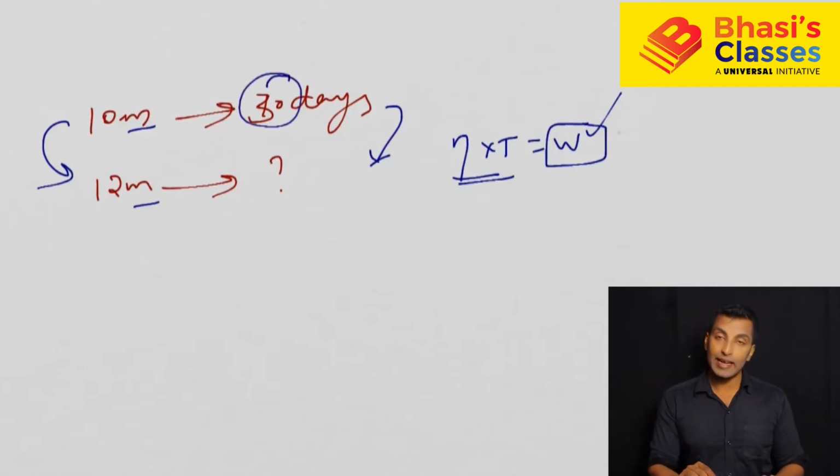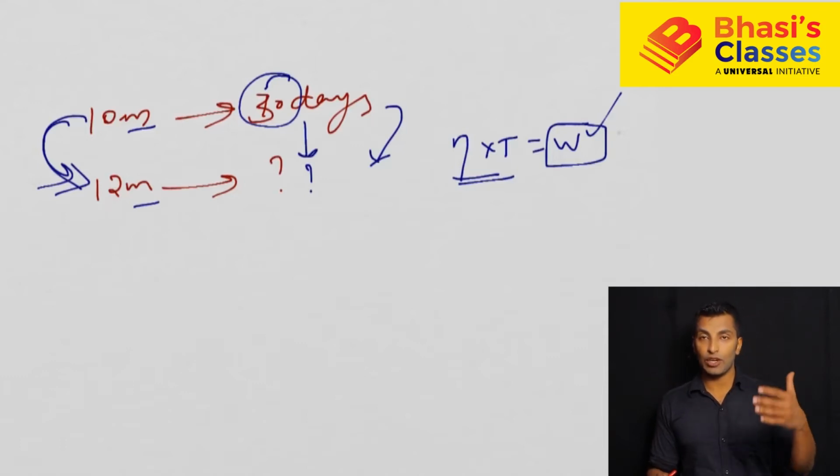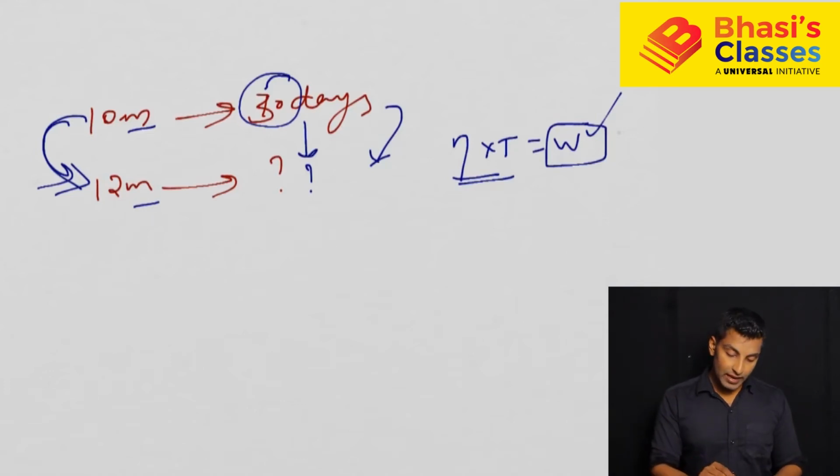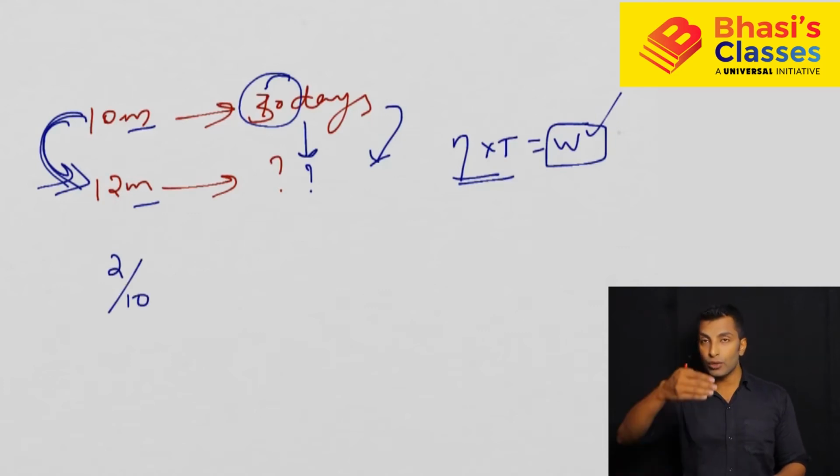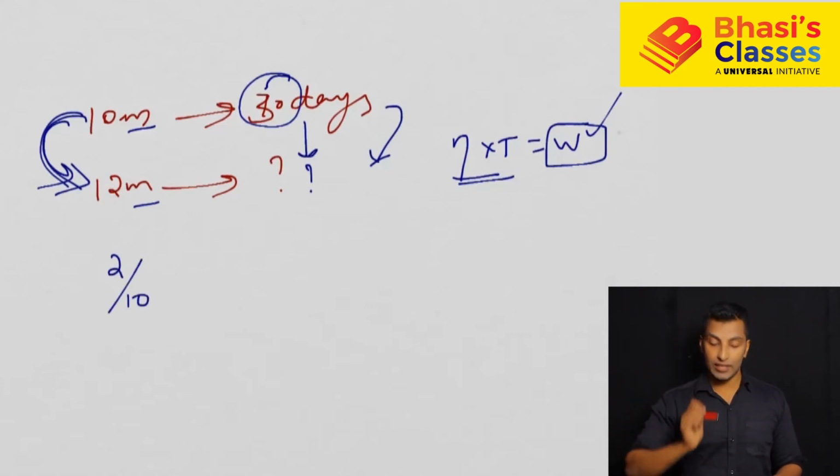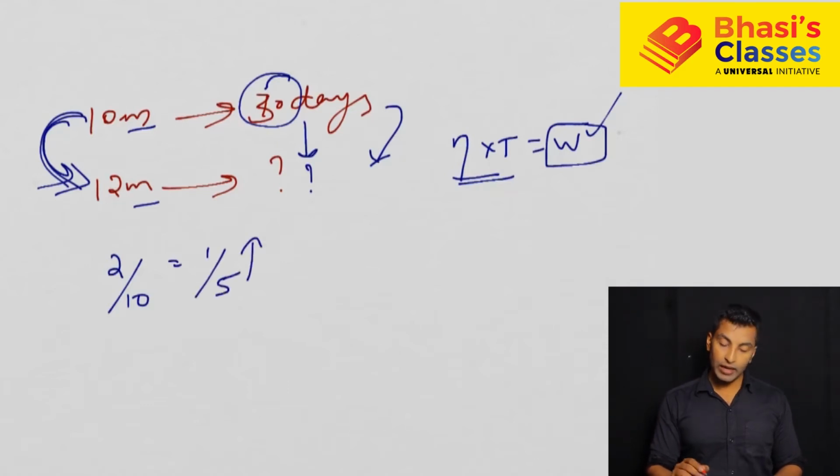So if it is 30 days, now when the number of men increased, it has to be less than 30. And we need to know what it is. There are many methods. The easiest one that we have discussed already is the percentage or product constancy rule. How will you do that? See here, 10 to 12 is an increase of 2 on top of 10. 2 is the absolute change, the initial value is 10. So 2 by 10, that is 1 by 5 increase.